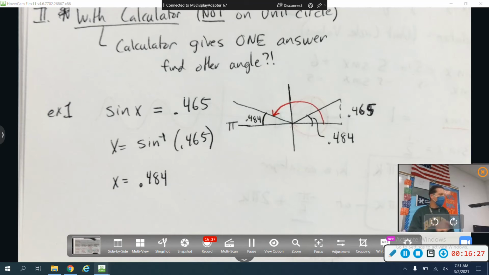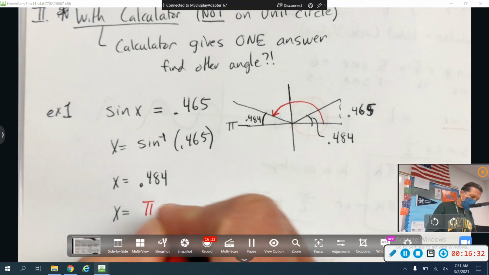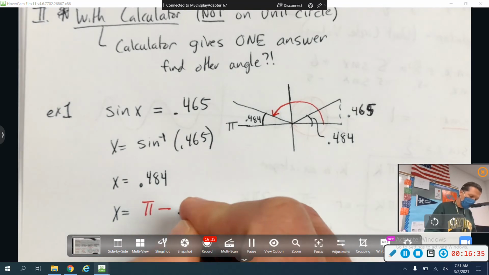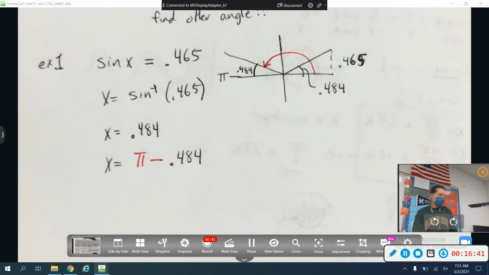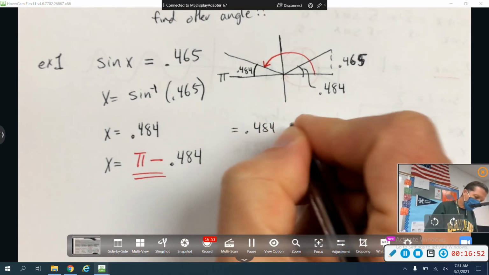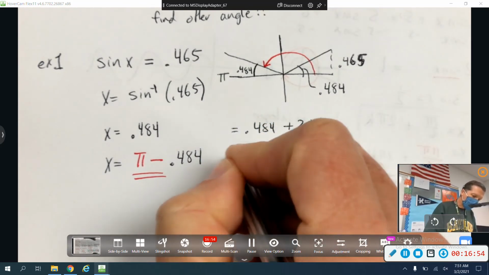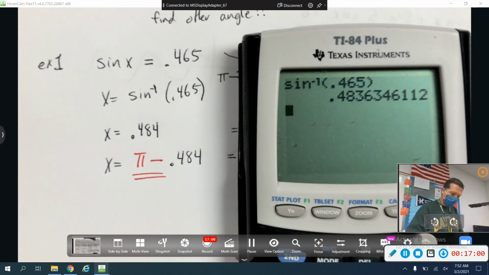Pi minus. So the other answer for sine is pi minus whatever your first answer is. So pi minus, that's the key for inverse sine. That's how you find the other answer. So 0.484 plus 2 pi k, because we want all of them. And then it's easy in the calculator because that answer is sitting there, so you can just do pi minus answer. You don't have to type it all in, just pi minus answer.